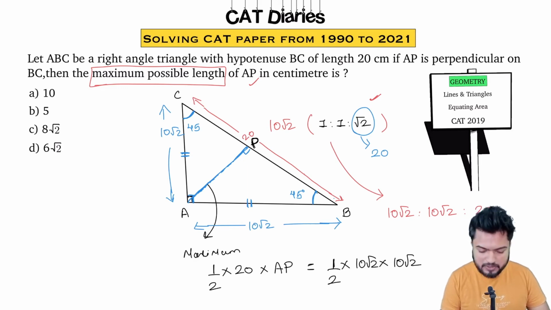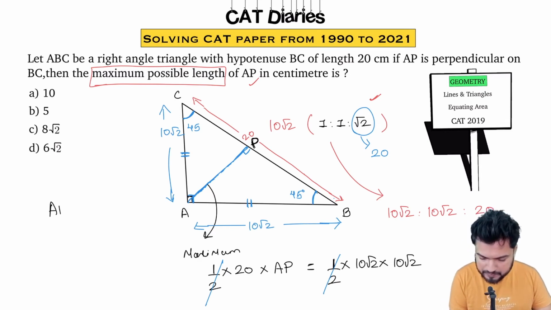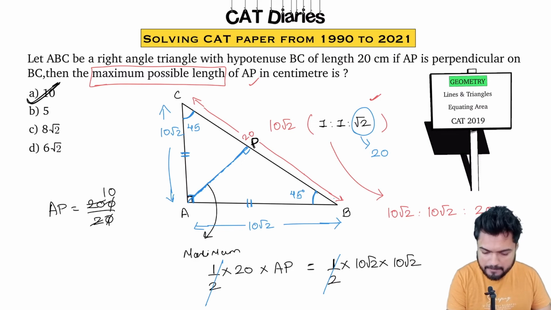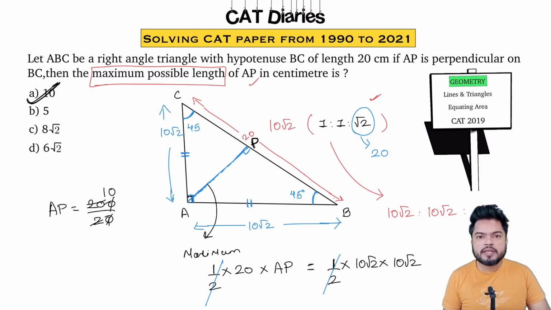I get my answer. Okay, so let's just cut this. What you are left with is AP is equal to 10 into 10, which is nothing but 100 into 2, 200 divided by 20. That is, AP is equal to 10. Option number A is your answer to this question. So all that you have to think here is which formula of area will you equate to find out length. Once you get that logic, you can reach the answer for this question quite easily.